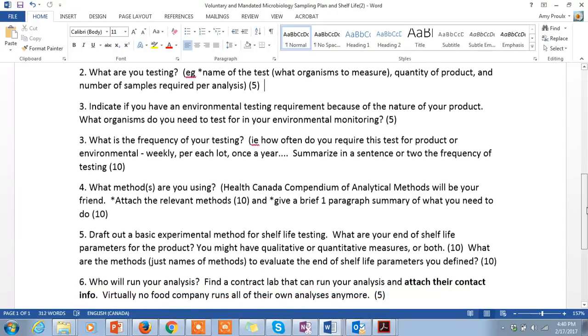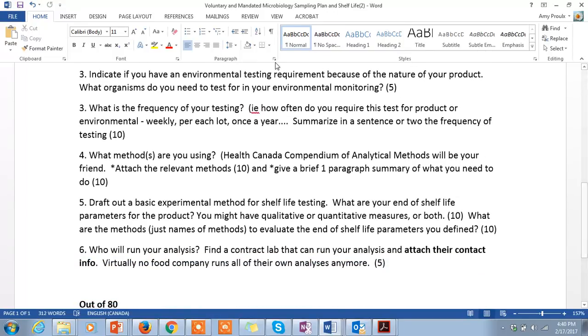Secondly, do I need to do environmental testing? So, difference between product testing and environmental testing. If you are a product subject to the Listeria policy, you will be required to do environmental testing. Do you need to do additional environmental testings?